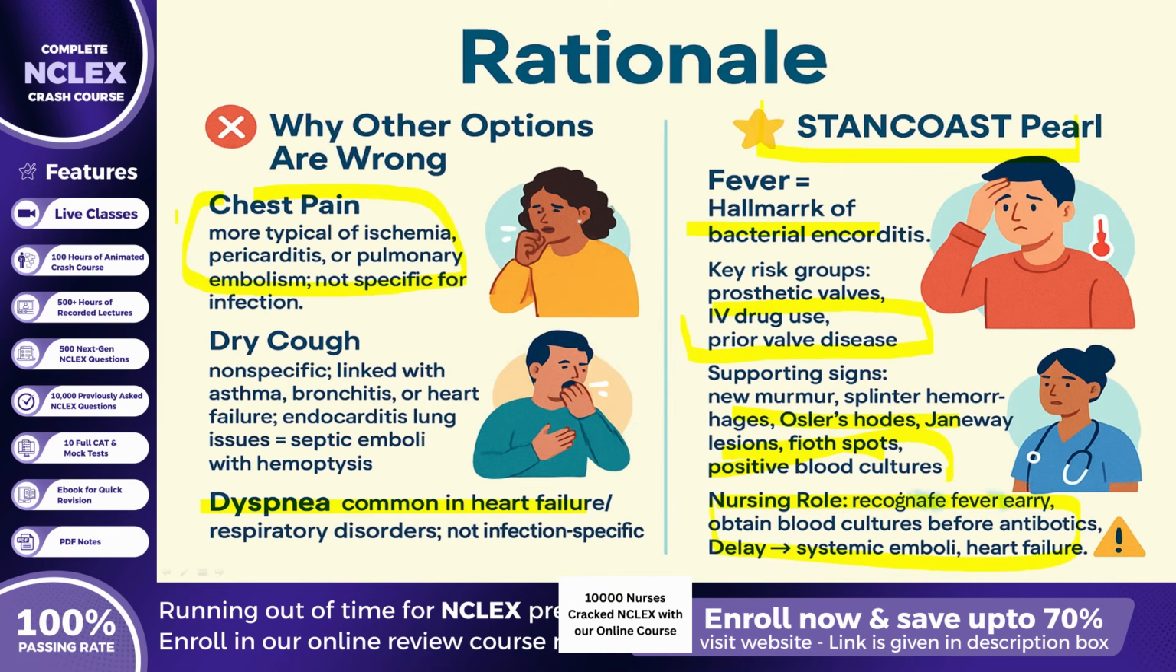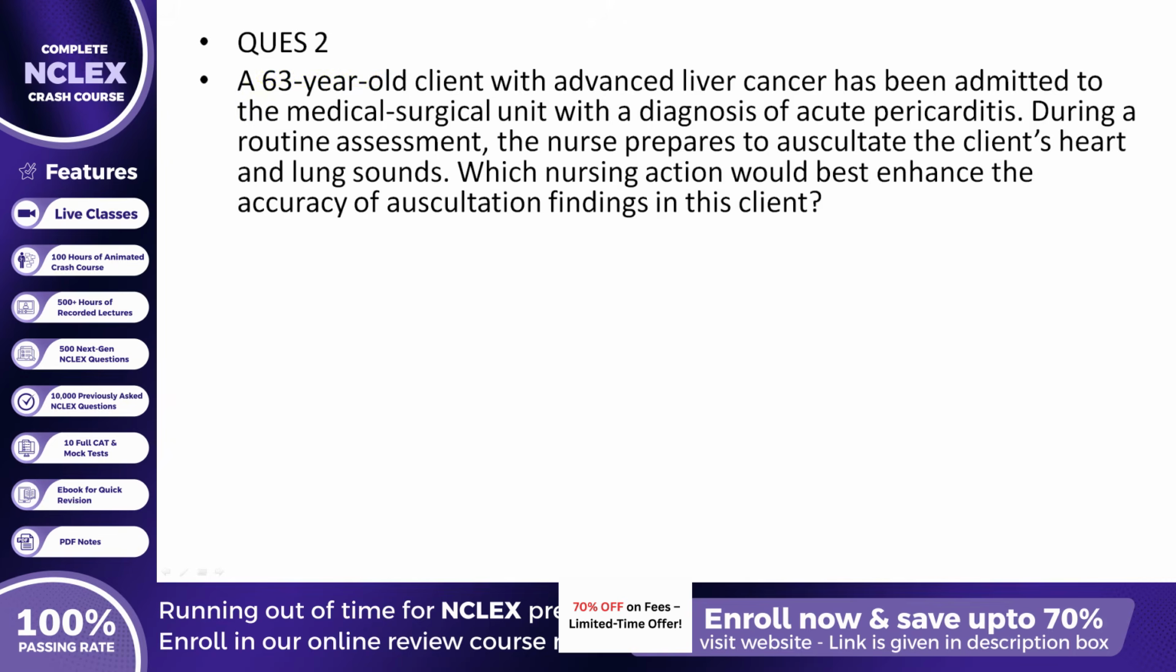Now, stepping into our next clinical scenario, we have a 63-year-old client with advanced liver cancer who has been admitted to the medical surgical unit with acute pericarditis. During a routine assessment, the nurse prepares to auscultate the client's heart and lung sounds. The question asks, which nursing action would best enhance the accuracy of auscultation findings in this client?